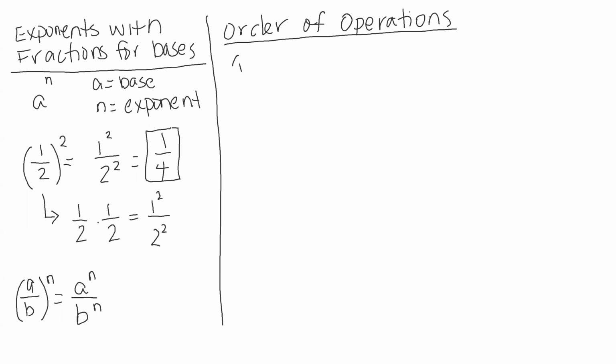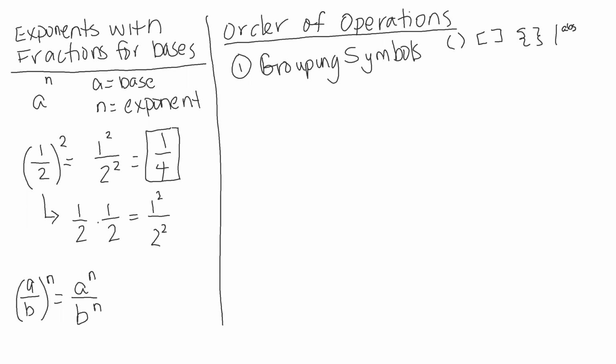So the steps. The first step is to deal with parentheses or grouping symbols. Grouping symbols is kind of a broader term. So grouping symbols could just be regular parentheses, brackets, braces. You could also have absolute value bars. You could have a radical, a square root. So any of those could be considered grouping symbols. So what we would do is we would take care of what's inside grouping symbols. If you ever have nested grouping symbols, where you have grouping symbols inside grouping symbols, you work from the inside out.